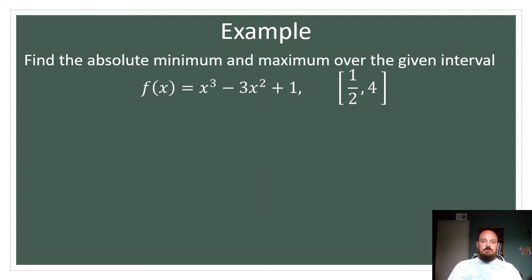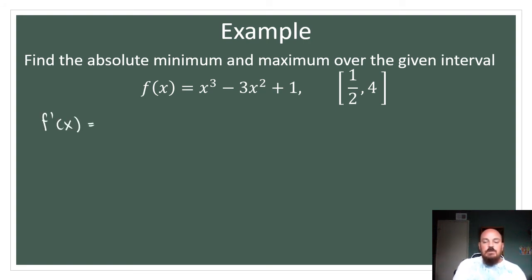So here's our function. We have f of x equals x cubed minus 3x squared plus 1. And over the given interval, I give you a closed interval from 1/2 to 4. I ask you to find both the absolute minimum and maximum. So let's start with the critical values. Start with f prime.